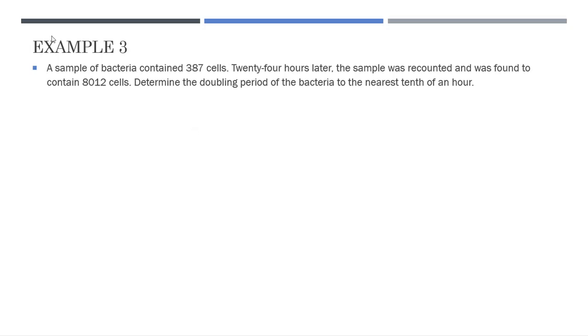Example 3. A sample of bacteria contained 387 cells. 24 hours later, the sample was recounted and was found to have 8,012 cells. Determine the doubling period of the bacteria to the nearest tenth of an hour.